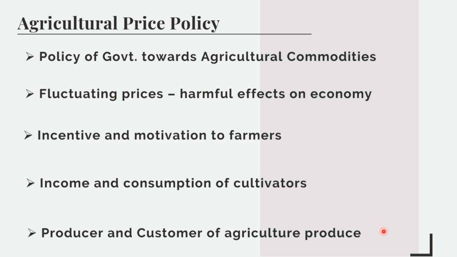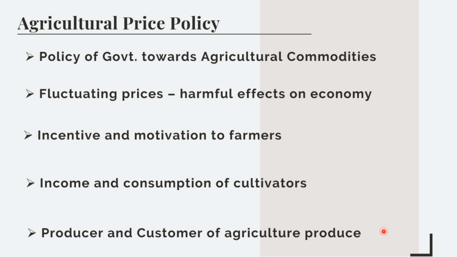And therefore, in order to satisfy these consumers, in order to satisfy the farmer cultivators, and in order to provide a guarantee of reasonable income to the farmer, the agricultural price policy plays a very important role. So the government intervenes to determine the prices of agricultural commodities, and this particular policy of the government is known as agricultural price policy. This is the introductory part of the topic on agricultural price policy.